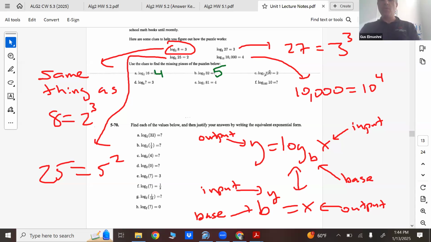Okay, let's look at part C. 100 equals what raised to the second power? What do you raise to the second power to get to 100? 10. Yep. Good. Okay, the question mark will equal 5 cubed. So when you raise 5 to the third power, what do you get? 5, 25, 125.